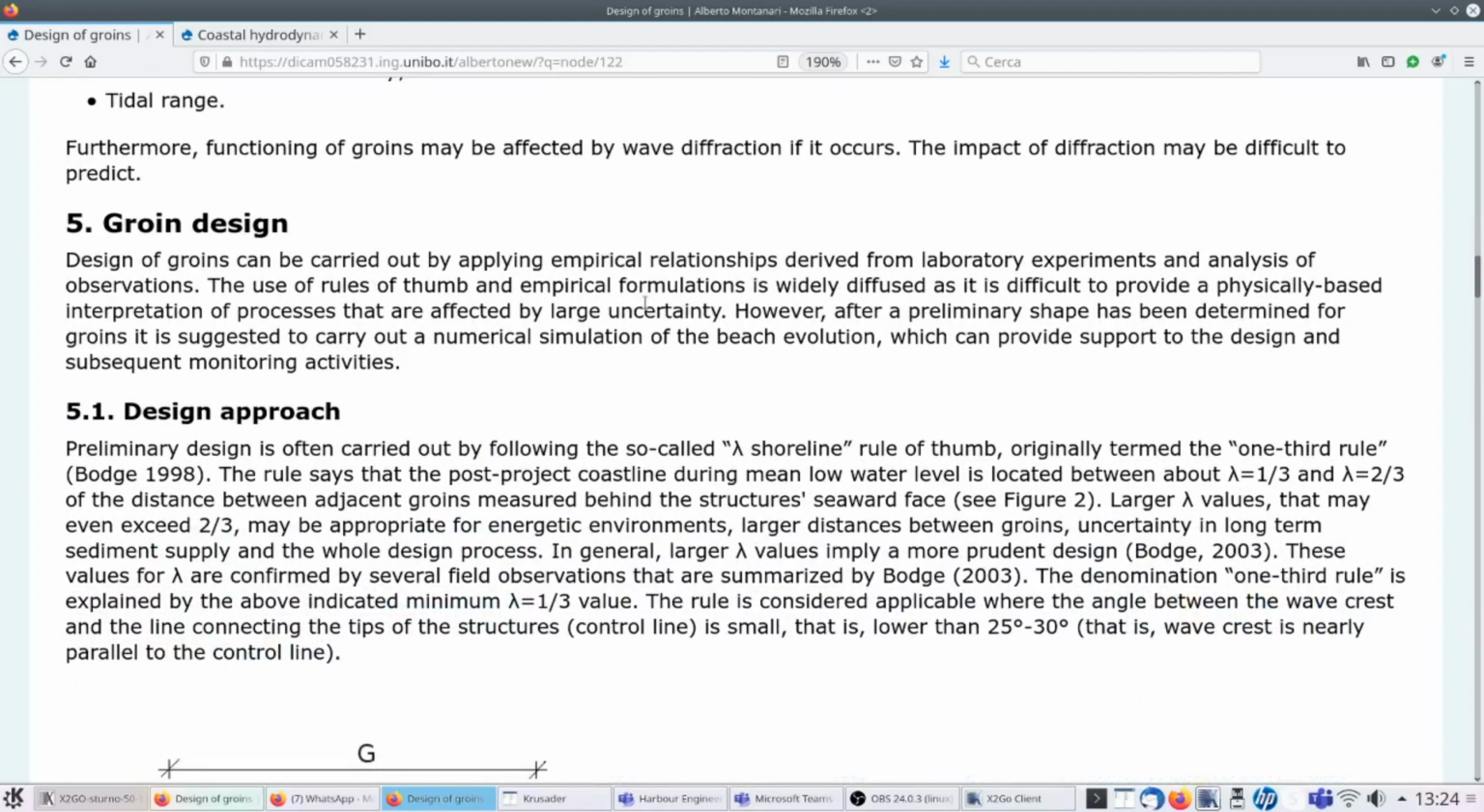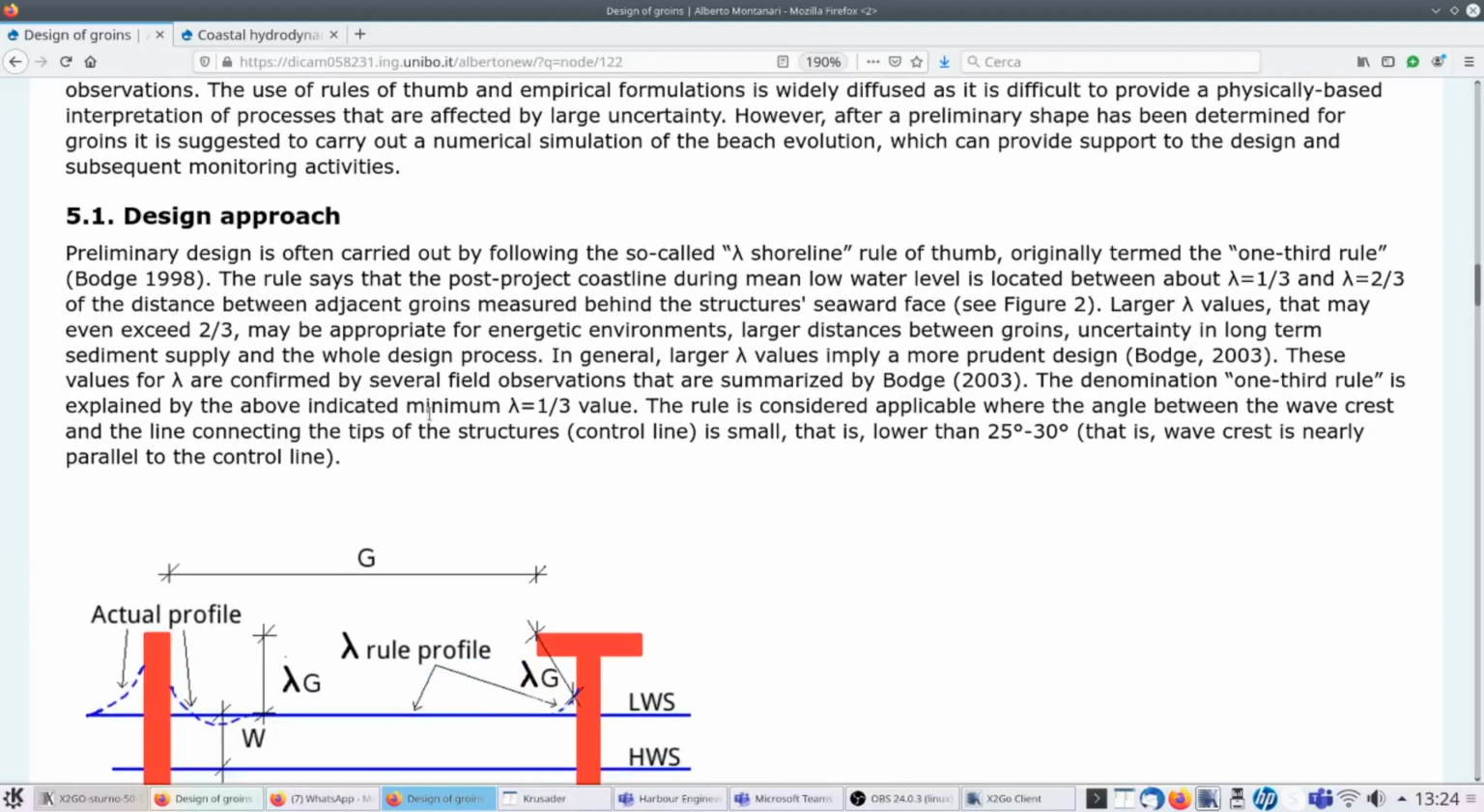Okay, so groin design, and there is a rule of thumb that is used to determine what is the effect of the groin. And this rule of thumb, I think, is extremely important. It's the so-called lambda shoreline rule of thumb. It was originally termed the 1/3 rule. We will understand later why it was termed in this way.